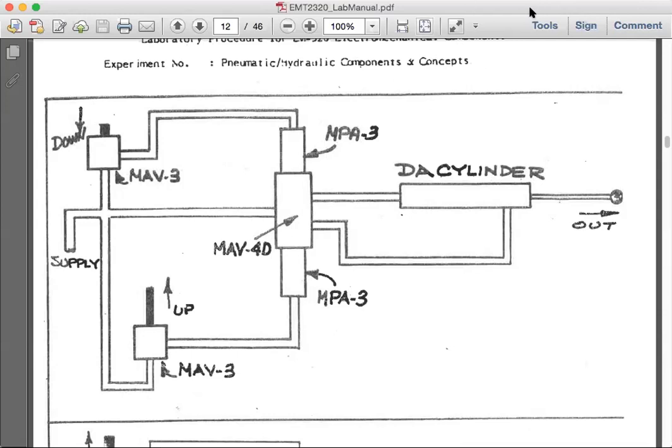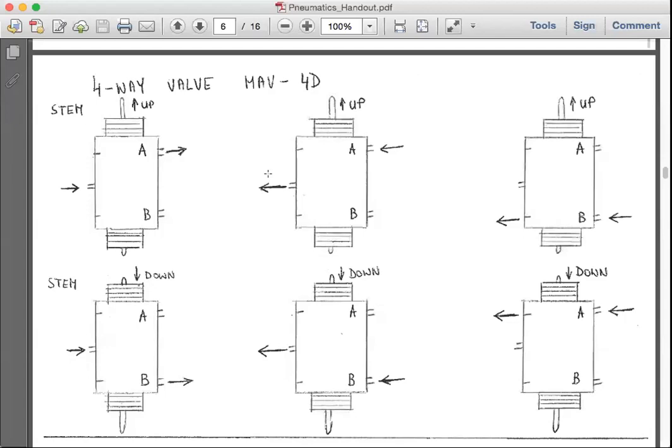So let's again look at it. Okay, just give me 1 second. Okay, so the stem is down because we activated the top valve and we pushed the stem down. So you see the pressure coming from the source goes through the B, okay?